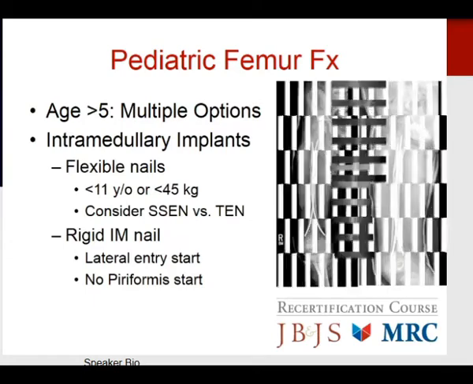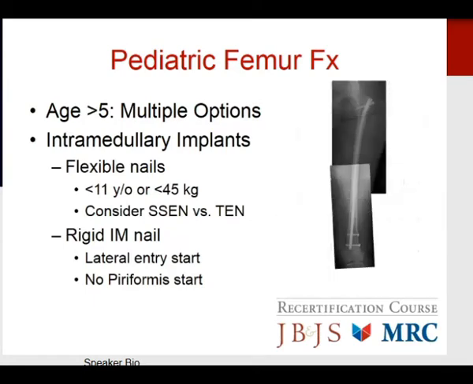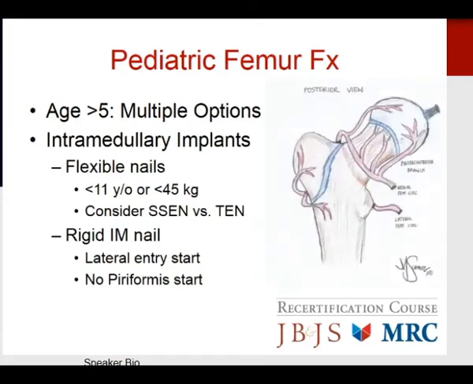Rigid intramedullary nails are an option in the older adolescent or teenager. However, one must remember the blood supply to the femoral head, which are branches of the medial femoral circumflex artery. For this reason, you want to avoid a piriformis start and instead use a lateral entry or a trochanteric start.